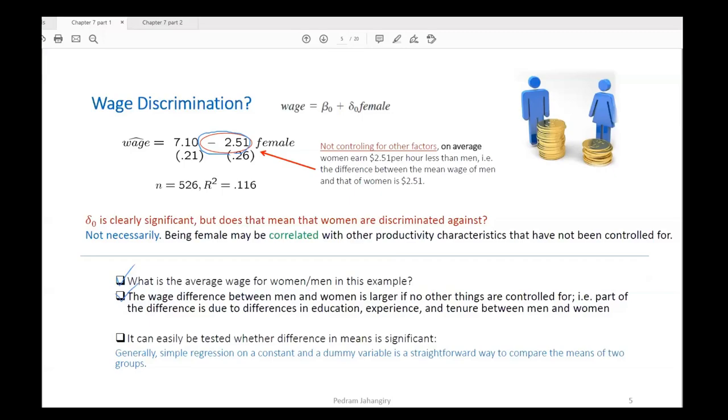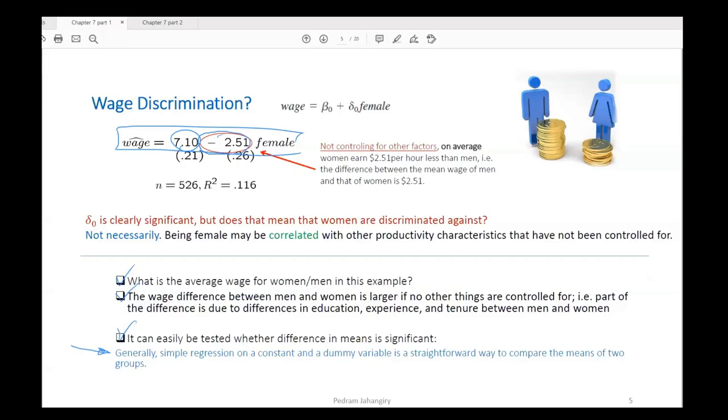And finally, it can easily be tested whether a difference in means is significant or not. Did you see how we could say that the average wage for men is 7.10 and the average wage for females is 7.10 minus 2.51 in this setup? So it's a general rule. Generally, a simple regression on a constant and a dummy variable is a straightforward way to compare the means of two groups, right? Again, this is only if you don't have any other controlling variable in the model, okay?